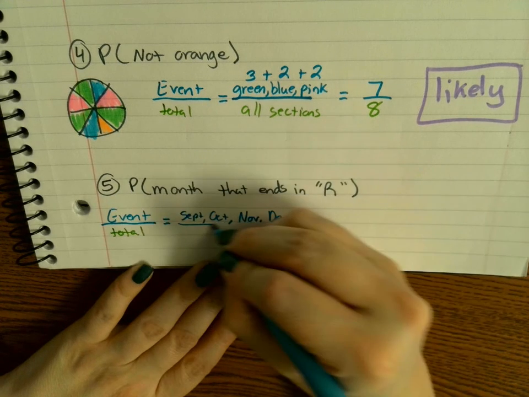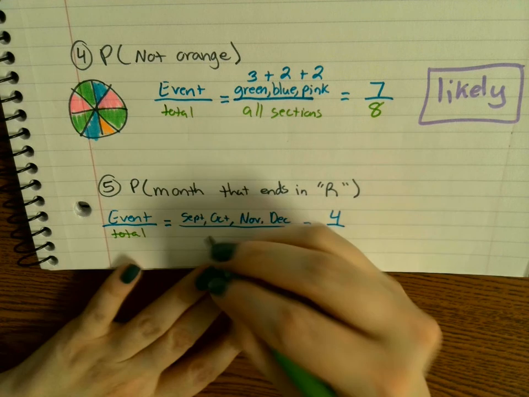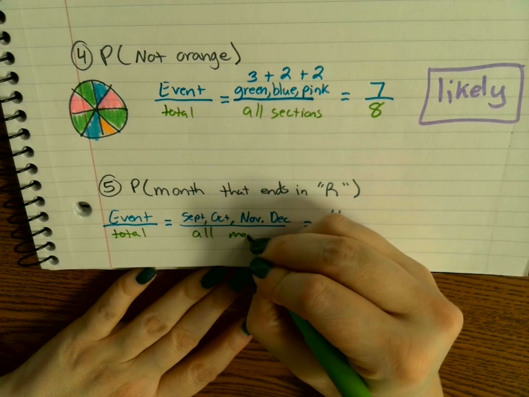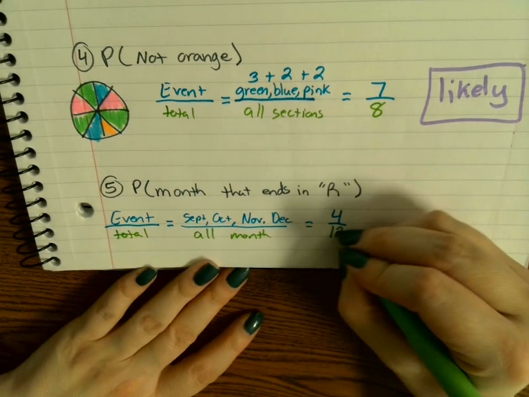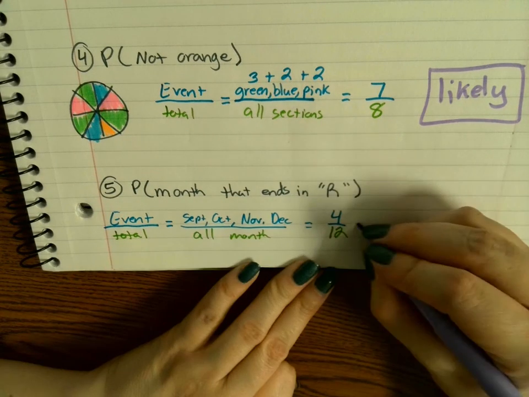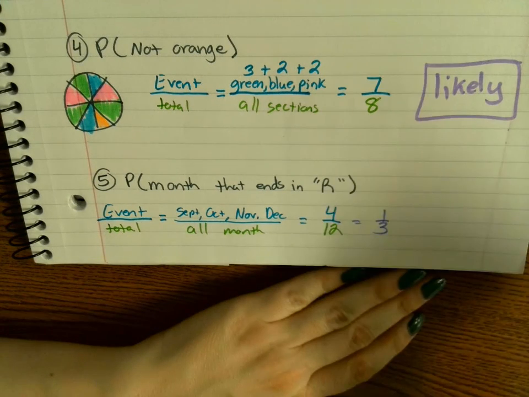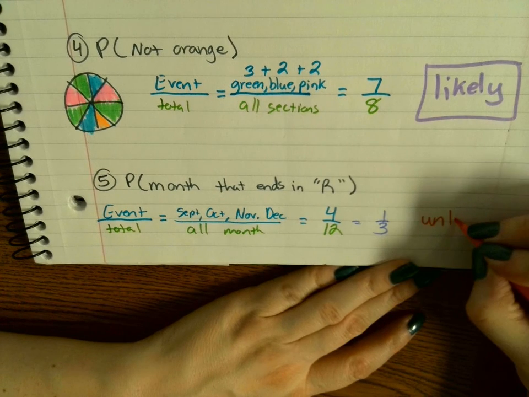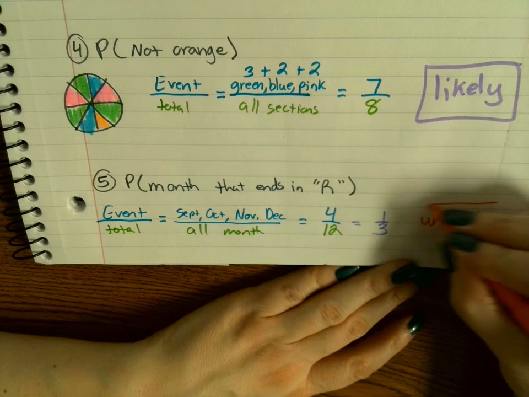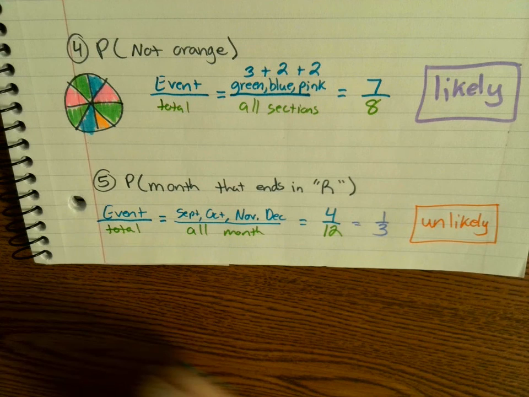out of the year. Okay, so that means all months. How many are all the months? There's 12, right? 4 over 12. If you type that into your calculator, that simplifies to 1/3. And 1/3 is an unlikely probability. That's an unlikely probability. Now, I still have one more thing that I want to show you guys real quick.